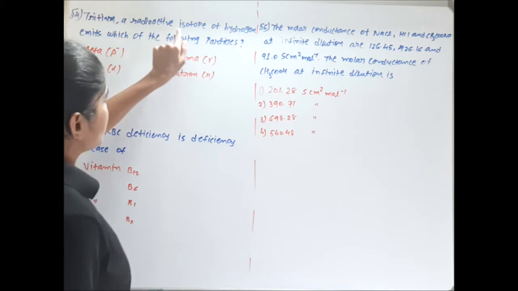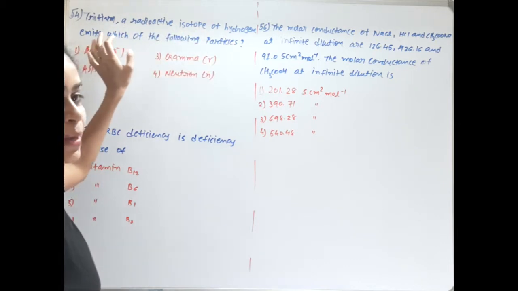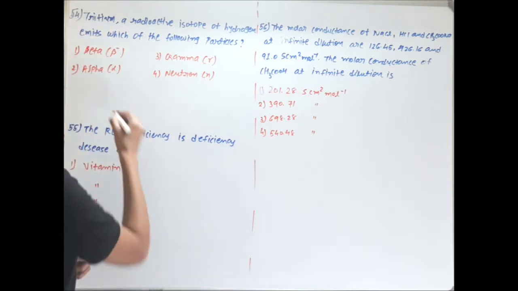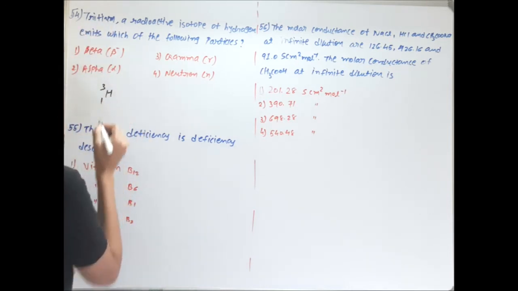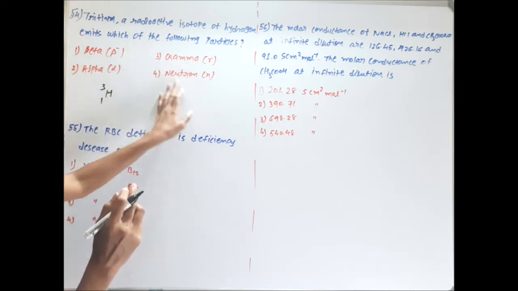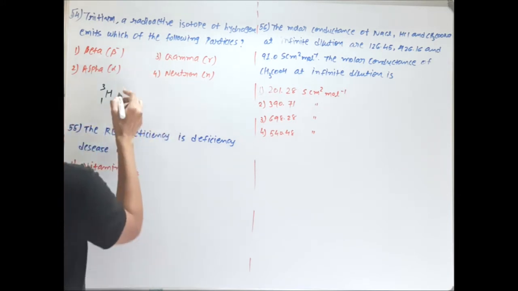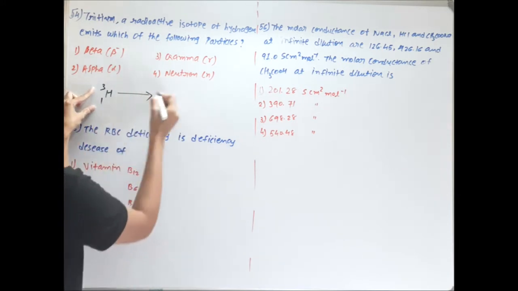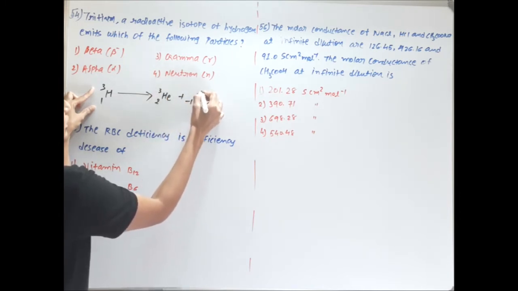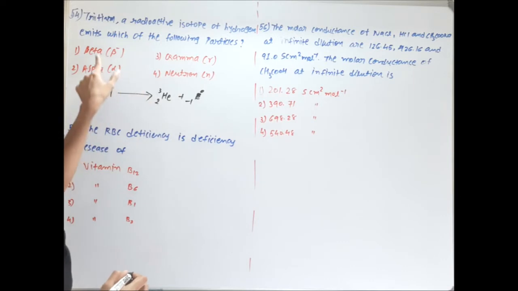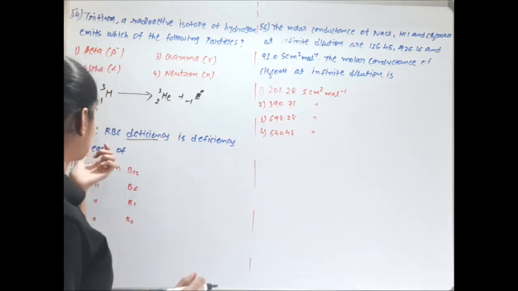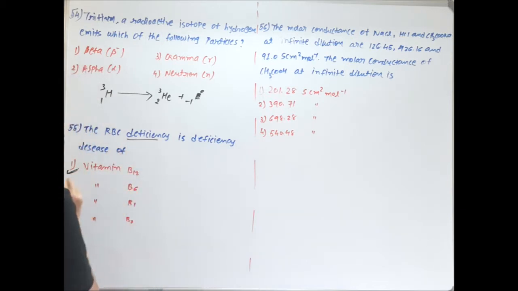Question 54: Tritium, a radioactive isotope of hydrogen, emits which of the following particles? First of all, tritium is 1H3, an isotope of hydrogen. The options are beta particle, gamma, alpha or neutron. This is a textbook example: 1H3 is converted into 2He3 and minus-1 beta 0, an electron. So it emits a beta particle. Next, RBC deficiency is the deficiency disease of vitamin B12.